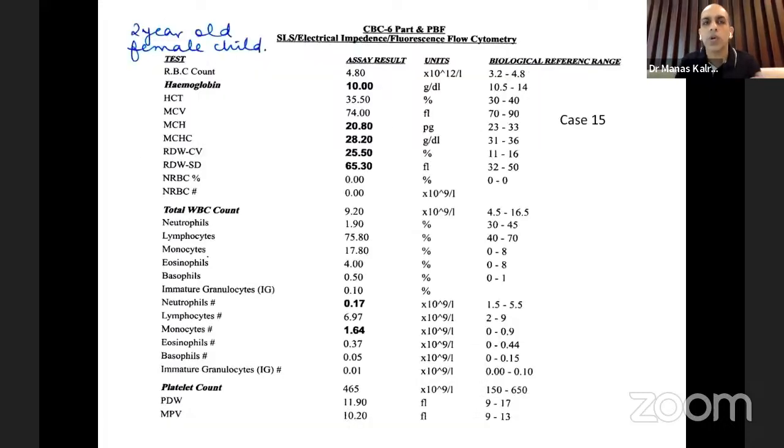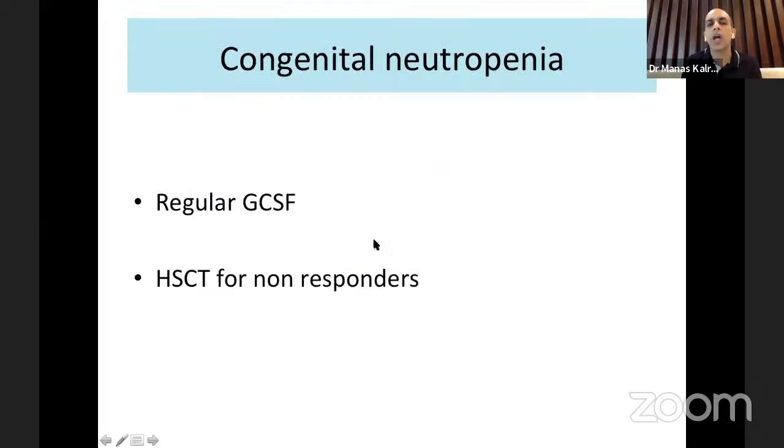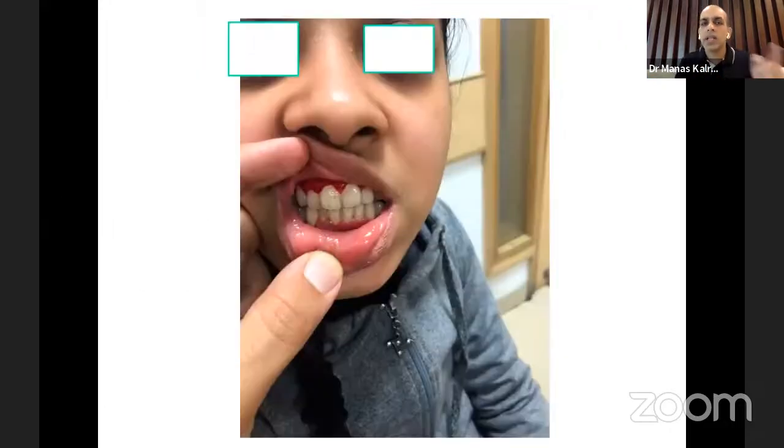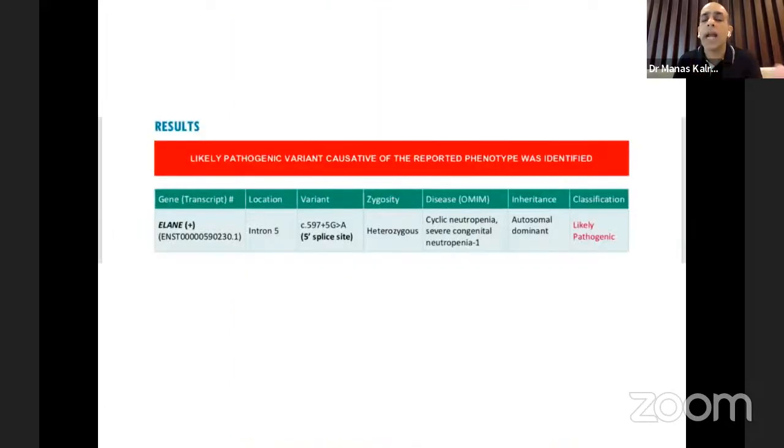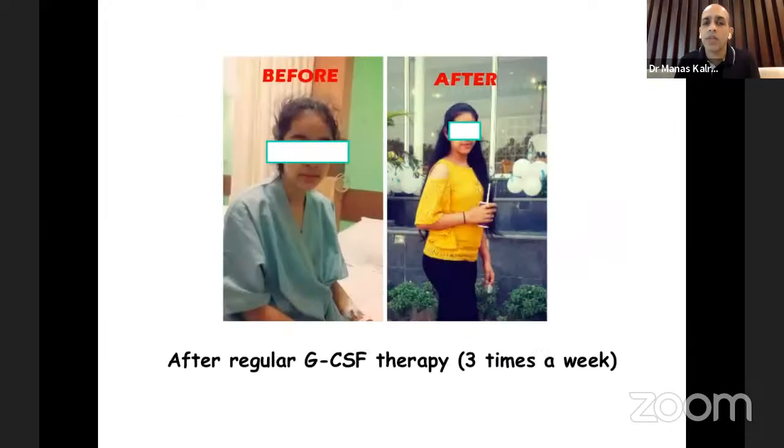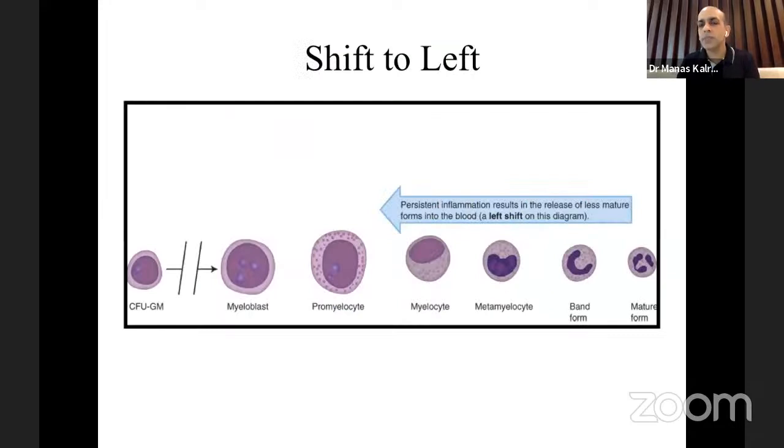After giving GCSF, you can see this is another CBC from this very child who came to us from Kashmir. Again, there was severe neutropenia. And with regular GCSF, the child is totally doing well. If you're a non-responder, you need a transplant. This is another girl whom I picked, with recurrent infections, recurrent oral gingivitis, who had an ELANE mutation and congenital neutropenia. After giving GCSF, there was a dramatic improvement in this child.